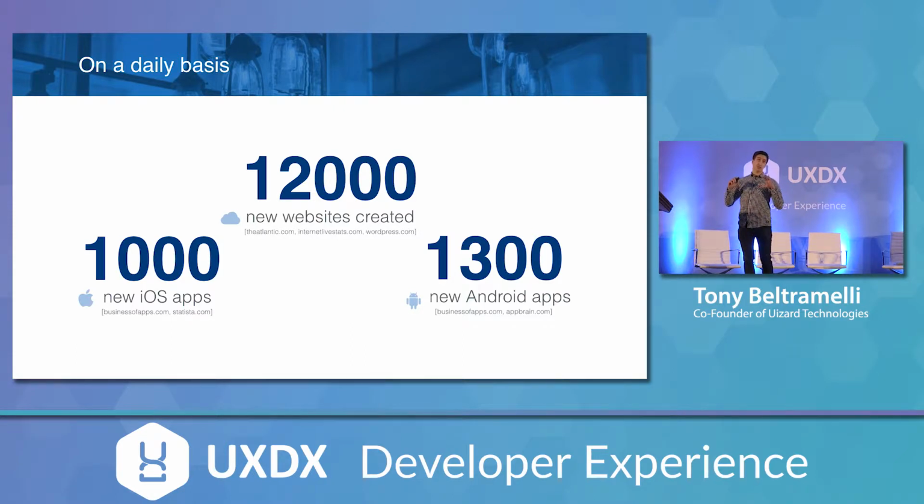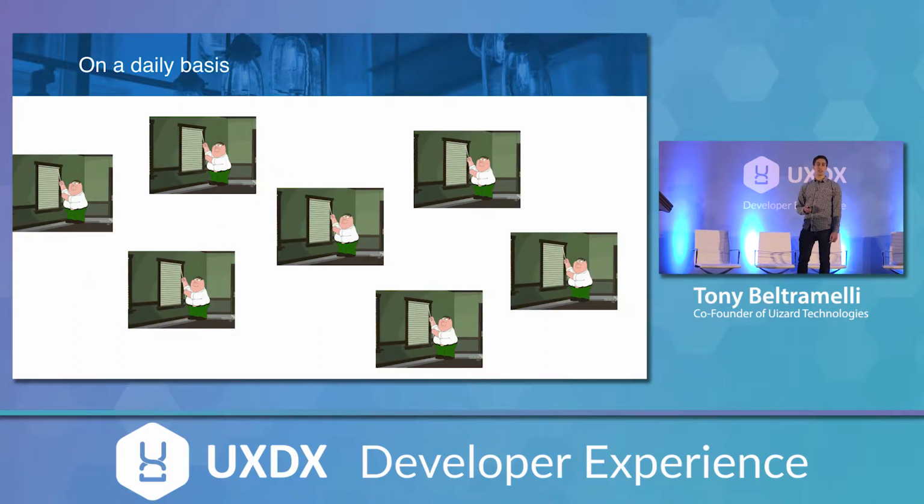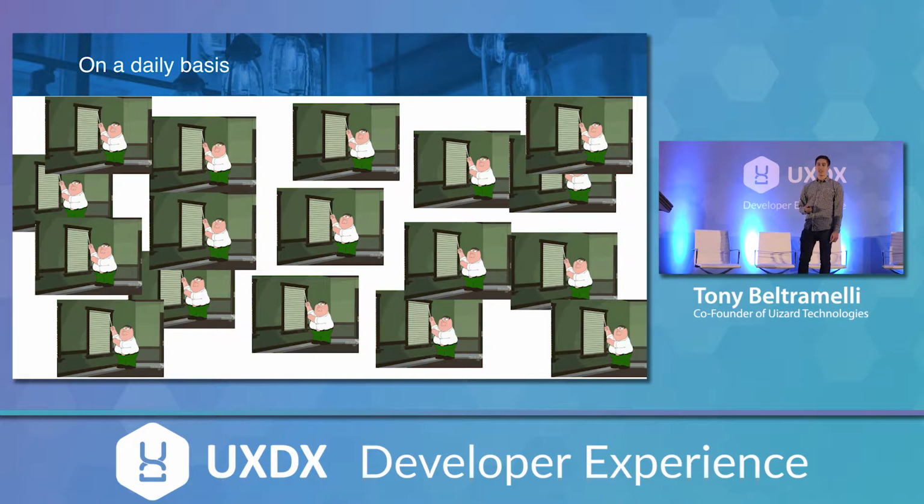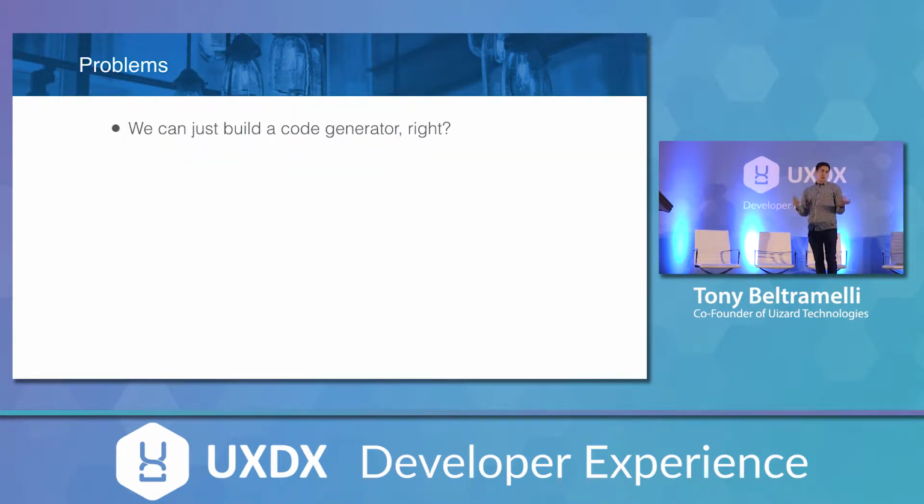To give us a sense of scale, every single day, about 12,000 websites are being uploaded online and about 1,000 apps on the different marketplaces, which means a lot of frustration is going on as we speak. So the idea is, how to solve this problem? Well, we can just build a code generator, right?